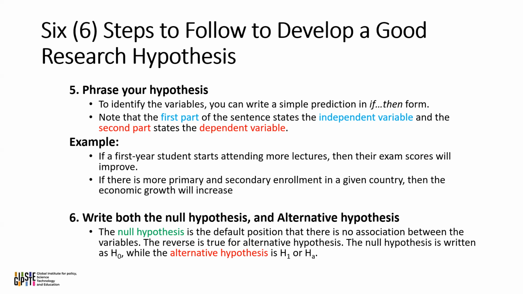The sixth criteria is to write both the null and the alternate hypothesis. The null hypothesis is the default position that there is no association between the variables. And the reverse is true for the alternative hypothesis. So the null hypothesis can be written as H0, while the alternate hypothesis is written as H1 or HA, depending on the book or the textbook that you are using.